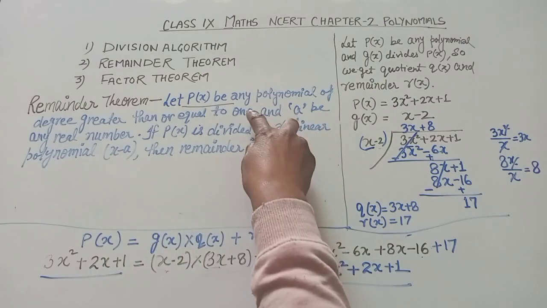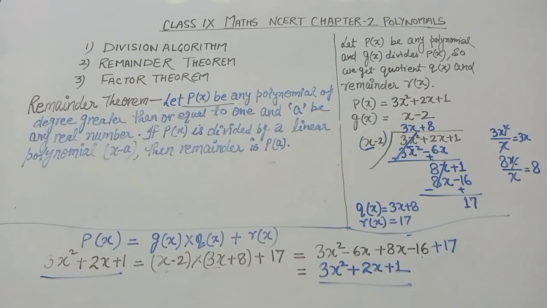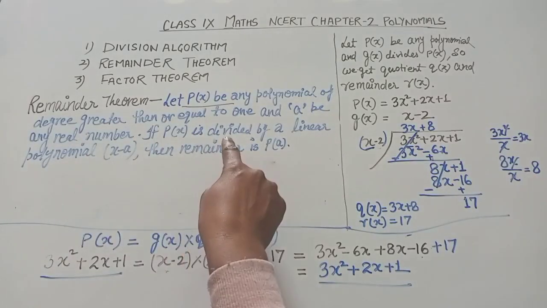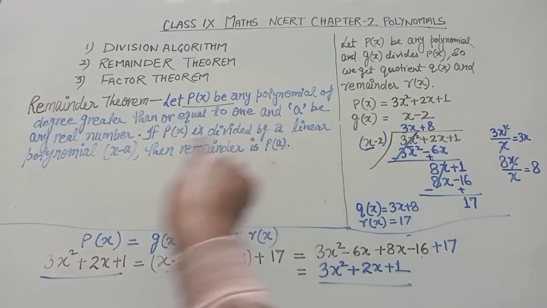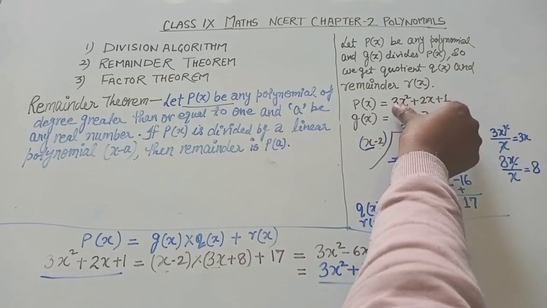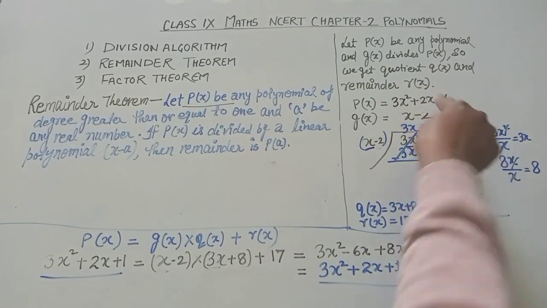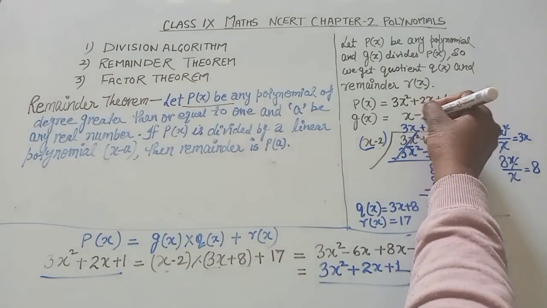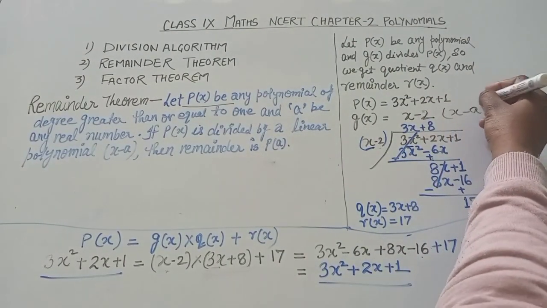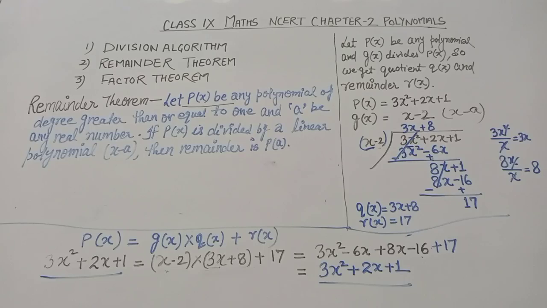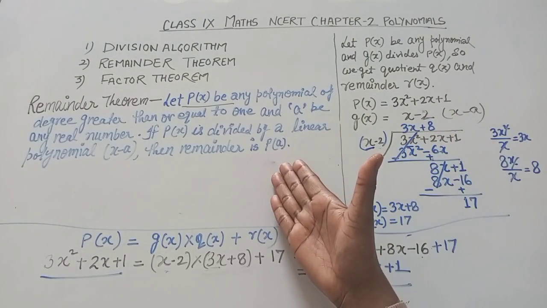Okay, and a be any real number. a is some real number. If p(x) is divided by a linear polynomial x minus a, let's see the example. Then it is p(x), and this one is in x minus a form. Here a is 2, and x minus a is dividing this whole polynomial. So the same things come here.